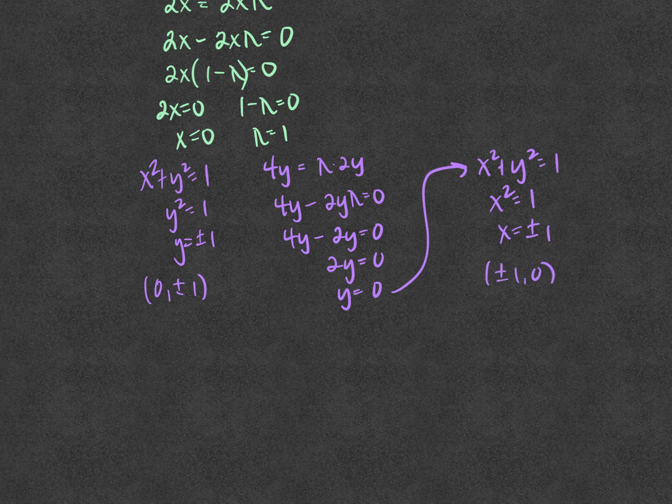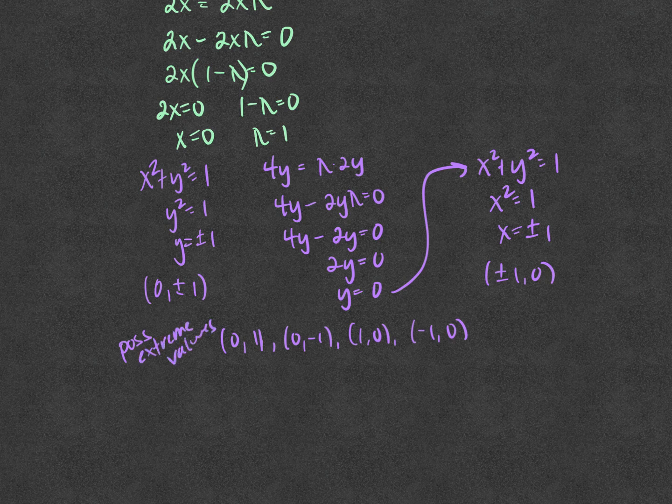So what that tells us is that we have 4 points with extreme values. We have 0, 1, 0, negative 1, 1, 0, and negative 1, 0. These are our 4 points with our possible extreme values. So we're going to say possible extreme values.